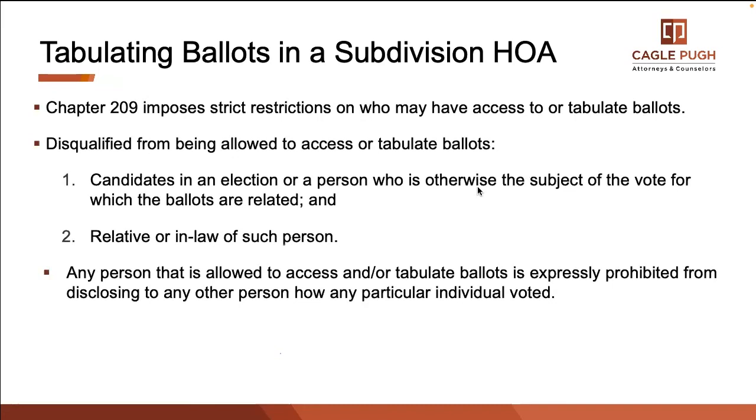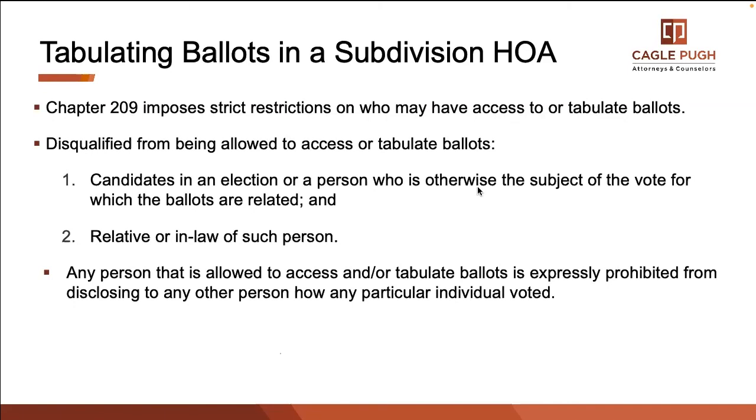So candidates in the election, or if you're voting to remove a director, none of those people can have access to or tabulate the ballots. And then their relatives can't be the ones that count the ballots as well. The law actually specifies that you can't be within the third degree of consanguinity or affinity to one of these board members. All that means is you can't be related by blood or marriage. And if that's who wants to count the ballots, make sure it's somebody else.